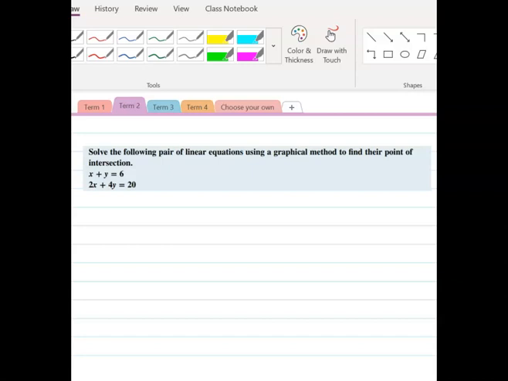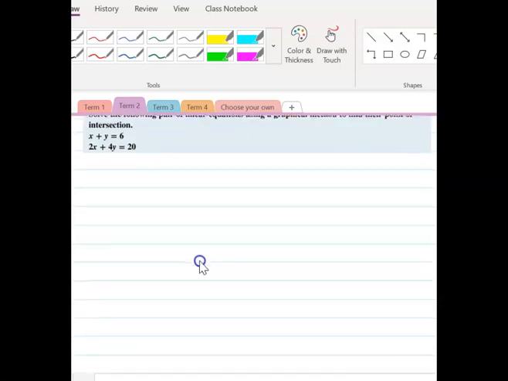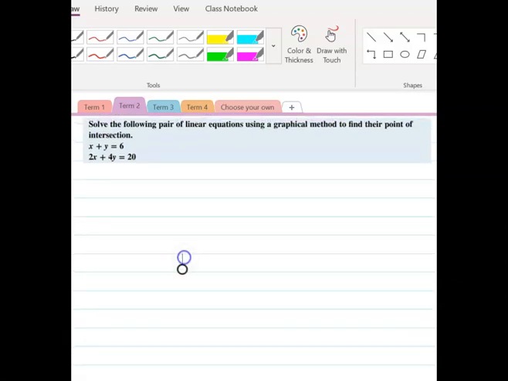Now, if I was going to sketch these by hand, I would find where these lines intersect on the x-axis when y equals 0, and where they intersect on the y-axis when x equals 0. And that would then enable me to sketch. So let's look at that. We've got x plus y equals 6.